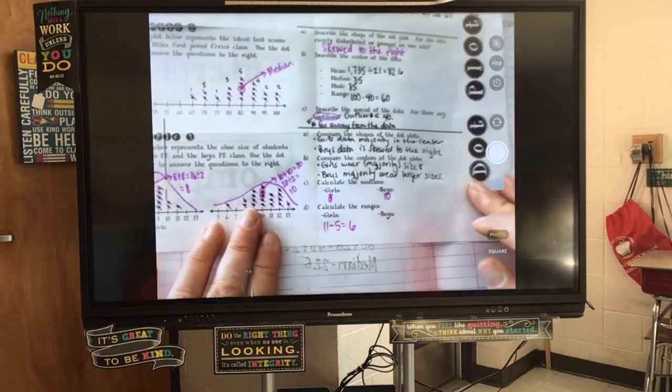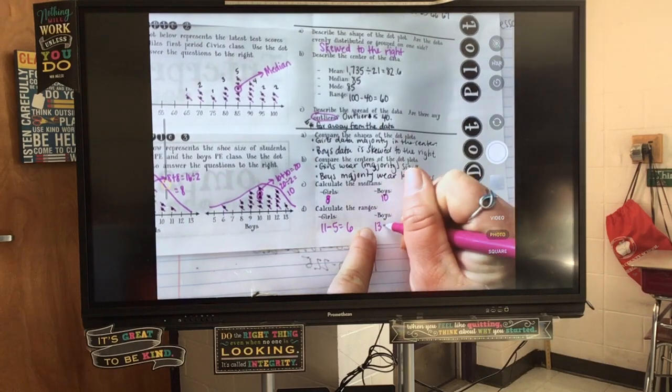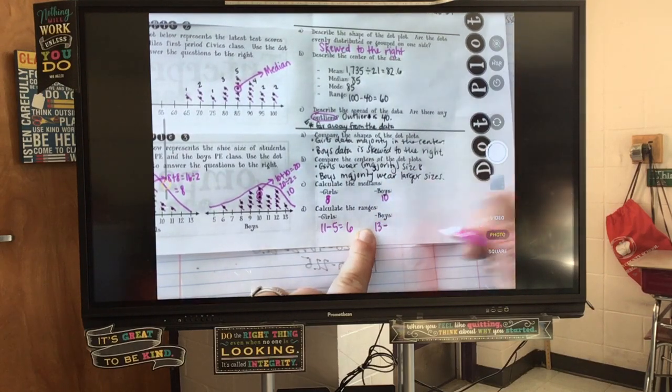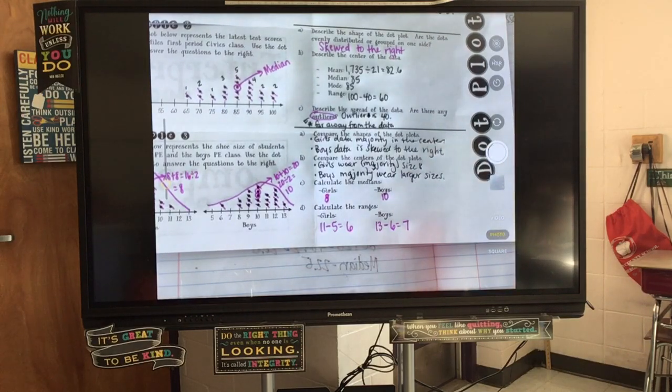All right, and then for the boys, same thing. What is our largest size? And I'm gonna subtract 6. 13 minus 6 is 7. So the range for that is 7.